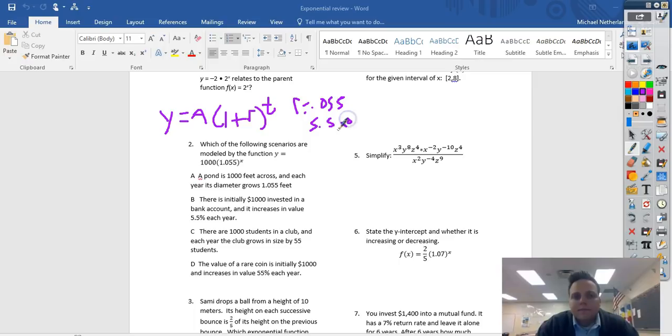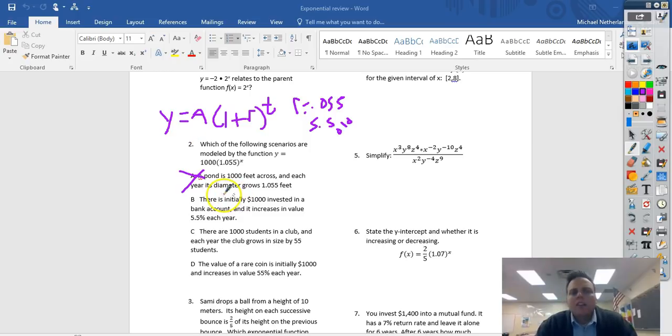5.5%, okay? So a pond is 1,000 feet across, and each year its diameter grows by 1.055 feet. Is that a percentage growth, or is that just it grew by the same number each year? That's a grew by the same number each year, so it's not a percentage growth, so it's not exponential. This is exponential, okay? Exponential means I'm growing by some percentage each year, not just by some number each year.